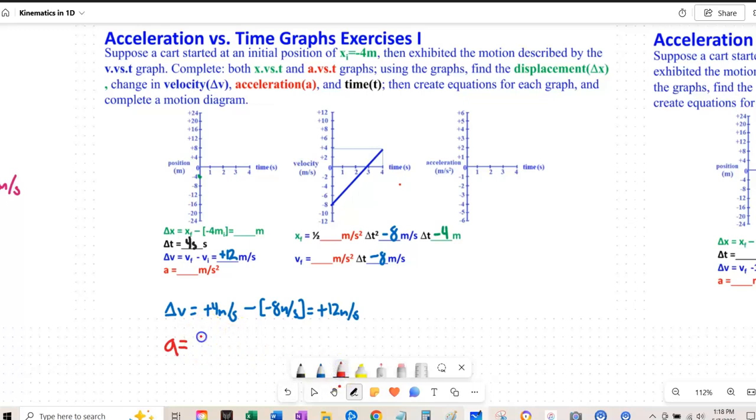So that's a positive 12 meters per second change in velocity over the period of 4 seconds. So I'm going to reduce this one. That is a positive 3 meters per second squared. So this is positive 3. Positive 3. And positive 3. If this was negative 3, I would put a negative. It's 1/2 times positive 3 times delta t squared.